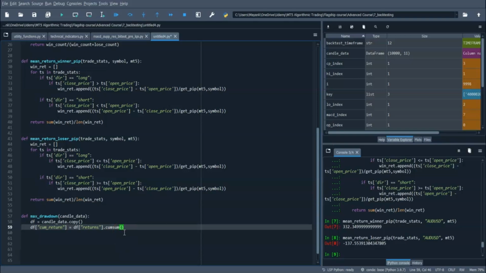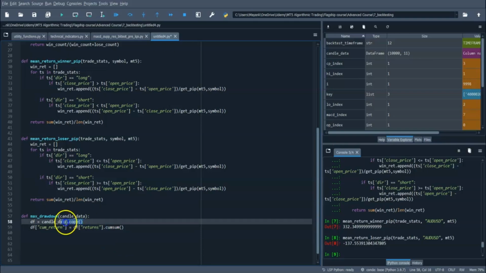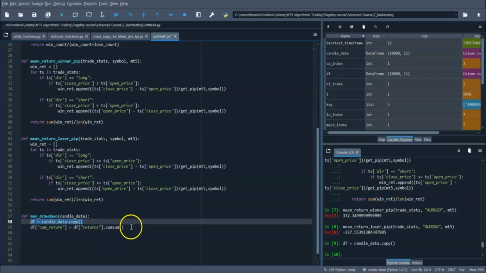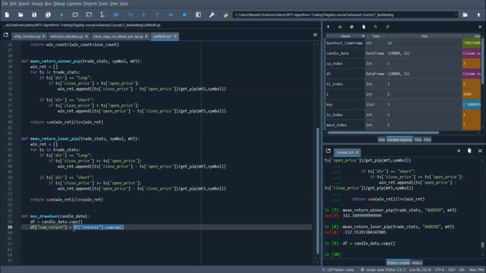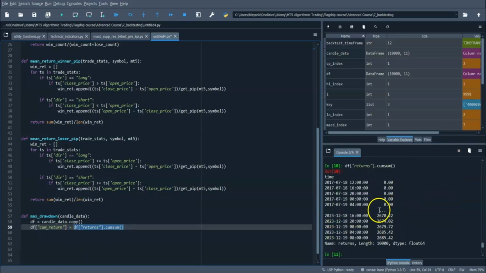So Pandas has a very nice and handy function called cumsum, which will calculate the sum of a given column cumulatively. Likewise, you have cumulative product as well. These are very handy functions, so make sure you're comfortable with these. Let me quickly show you how this will look. So now we have the data frame, which is a copy. If I run only this part of the code, you can see that it is actually summing up every single return and giving us the cumulative return.